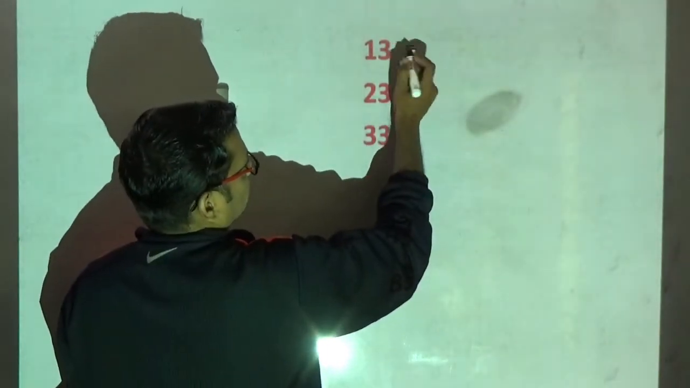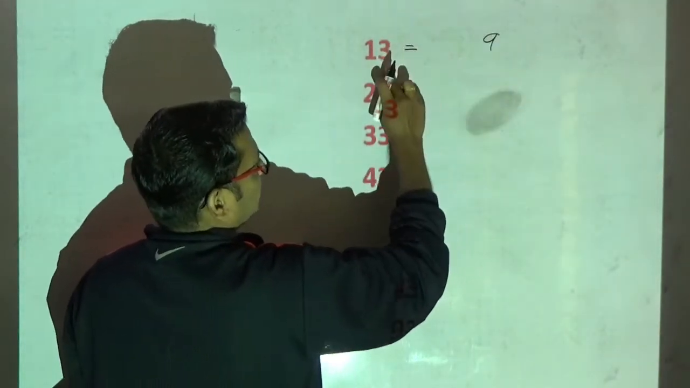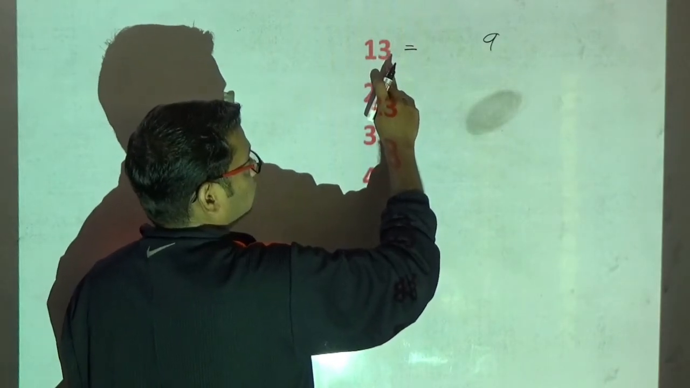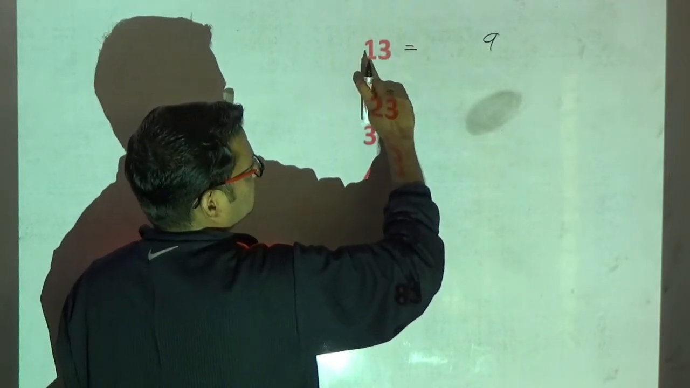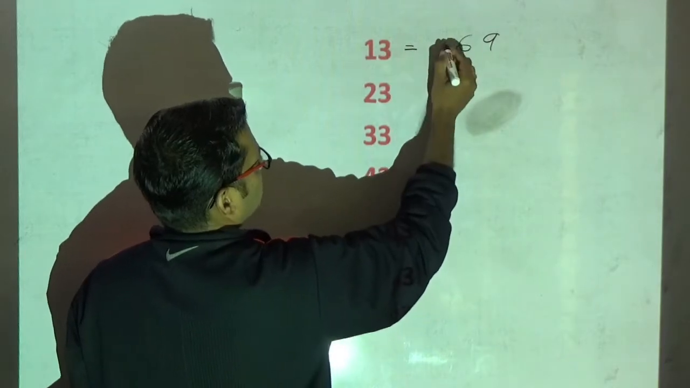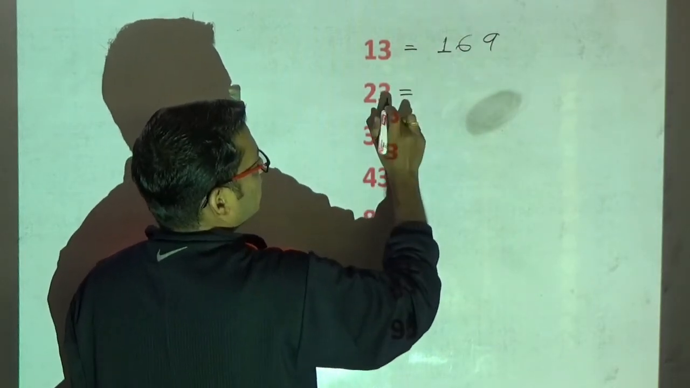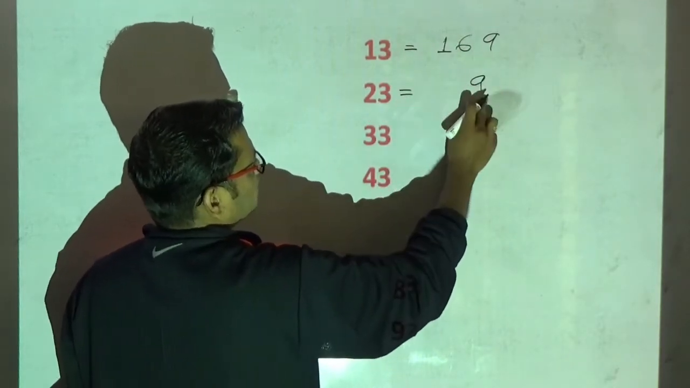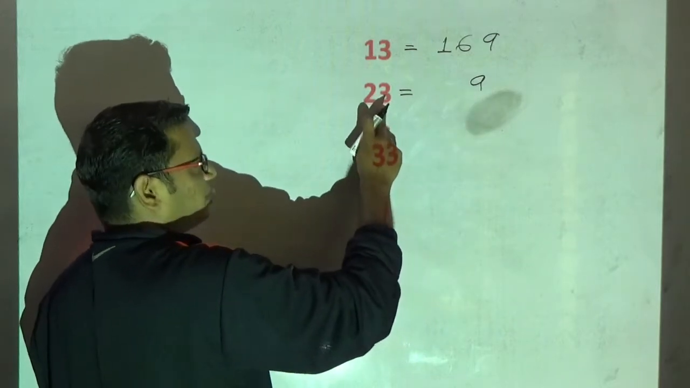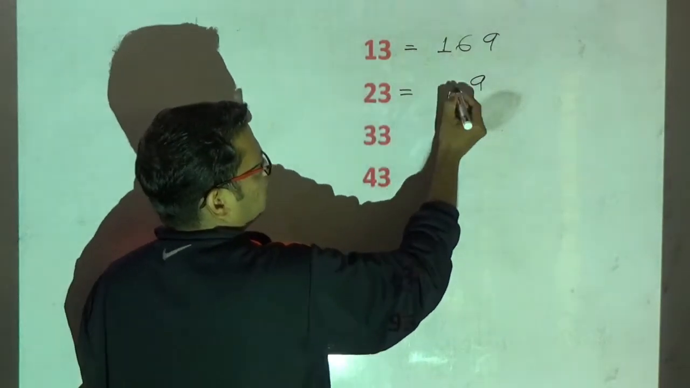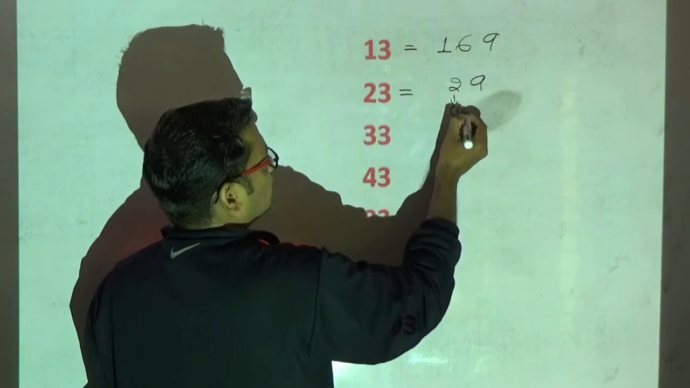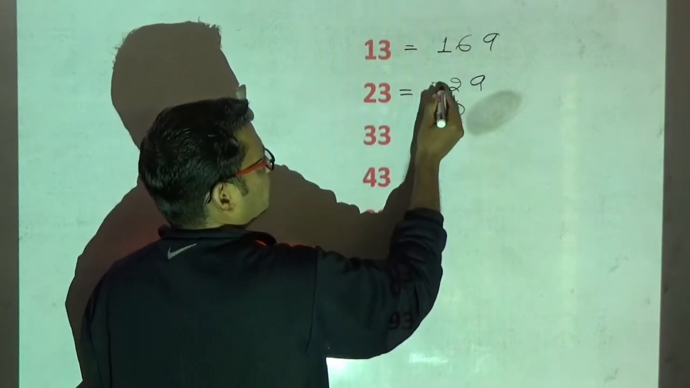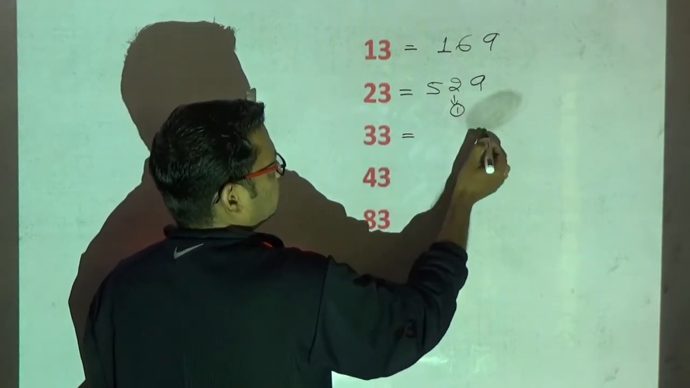Now here, 3 square is 9. Double your 3. Don't do square now. 3 double is 6. 6 into 1 is 6. 1 square is 1 only. Now 3 square is 9. After writing the square, double your 3. It becomes 6. 6 twos are 12. Carry is 1. 2 square is 4 plus 1 is 5. The answer is 529.